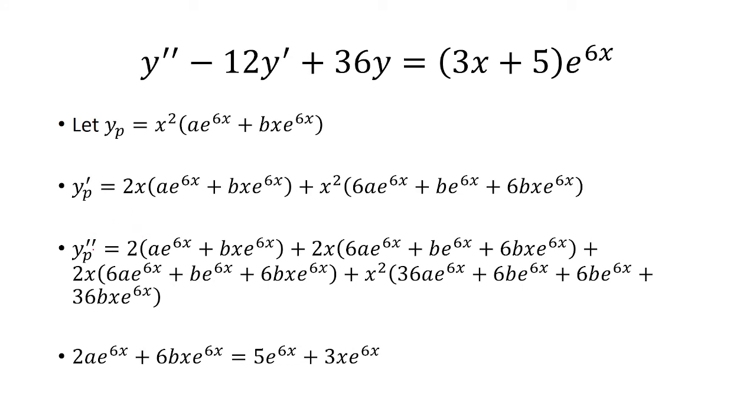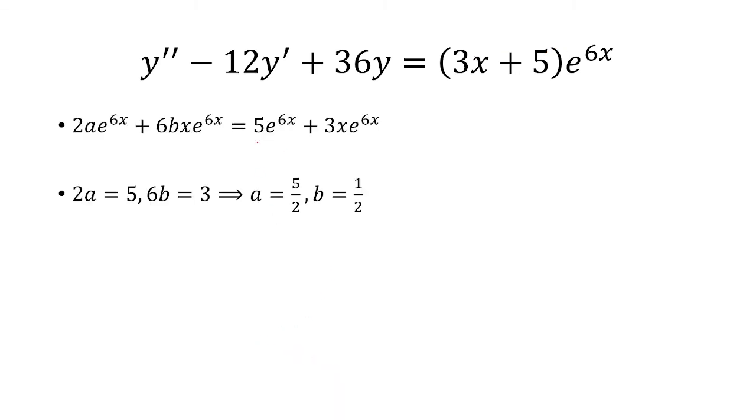So when you plug in the second derivative and the first derivative and then the particular solution in for y, you end up with 2a times e to the 6x plus 6bx times e to the 6x, and that's just going to equal the right side, which I distributed and rewrote. So I did 5 times e to the 6x is 5e to the 6x, and then 3x times e to the 6x over here. I did it in that order because now I can just compare the first two and the last two.